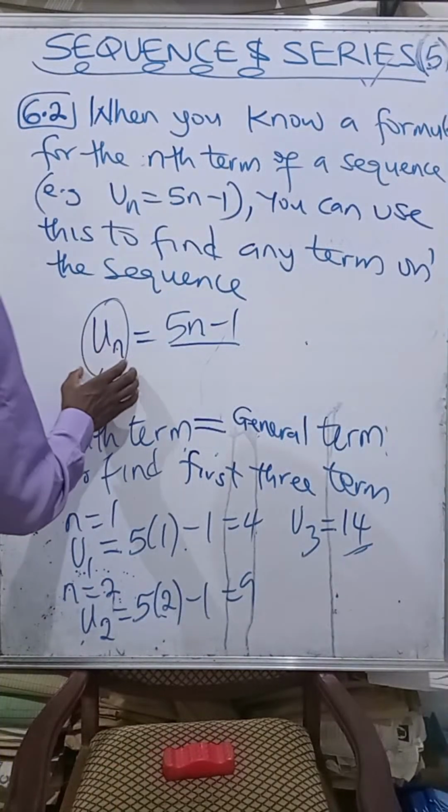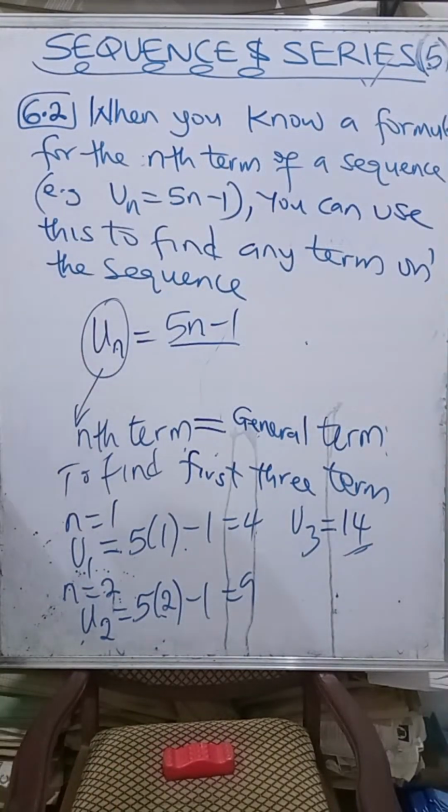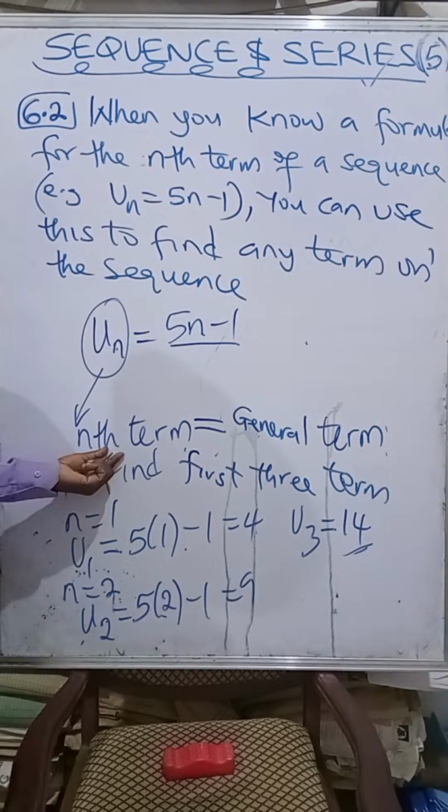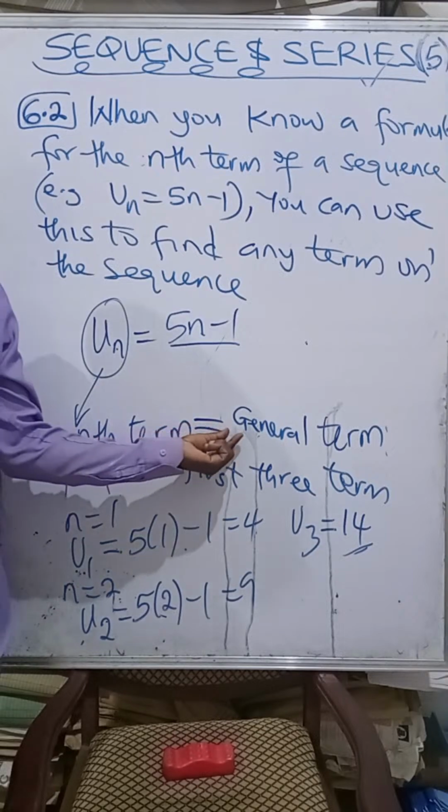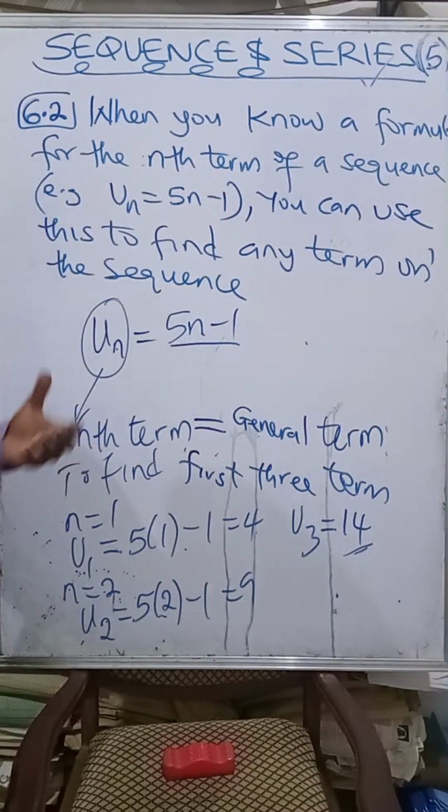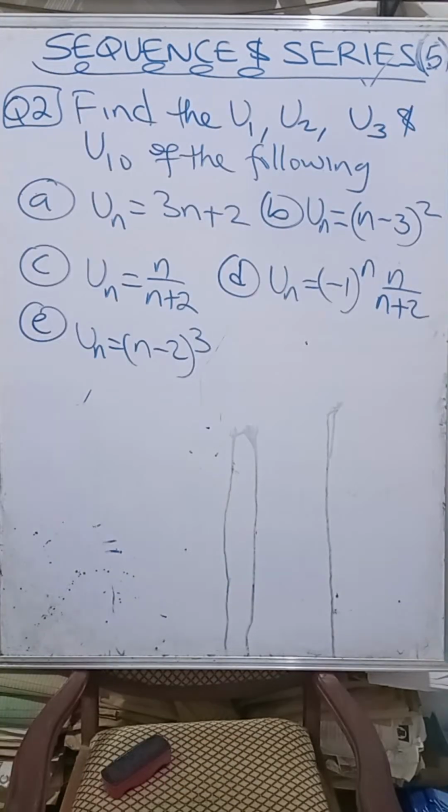The un, or the u subscript n, is called the nth term, which is sometimes referred to as the general term.